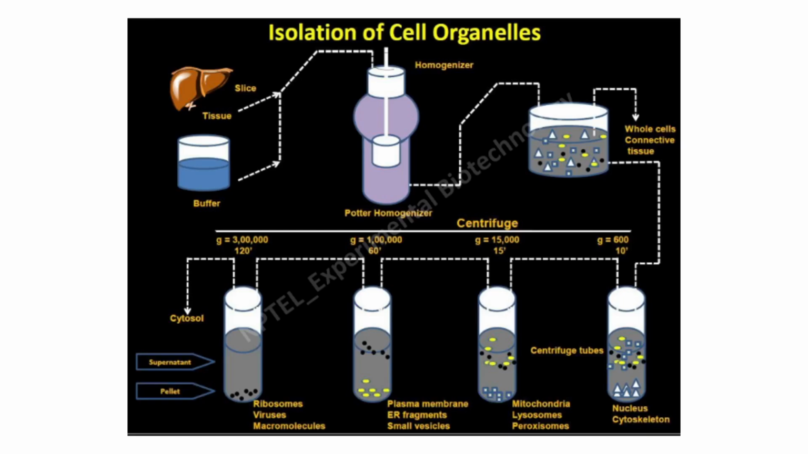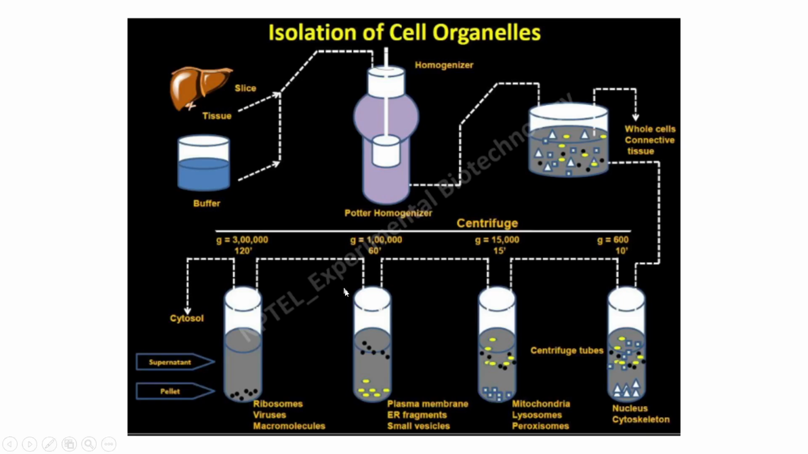So nucleus and the cytoskeleton, they will settle down and the rest of the things will float. Then in the next step, you can again take that particular supernatant. Here, after spinning, we take the supernatant in a separate tube and spin it at 15,000 G for 15 minutes. When you do that, you will see the pellet that you get: mitochondria, lysosomes and peroxisomes will settle down and the rest of the things will again float in the supernatant.